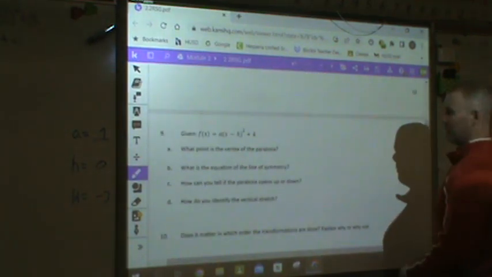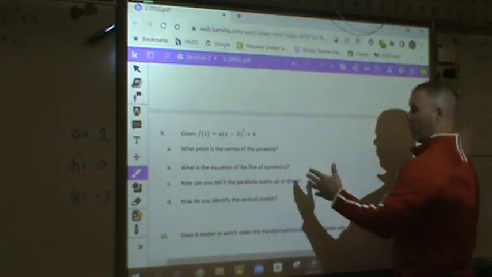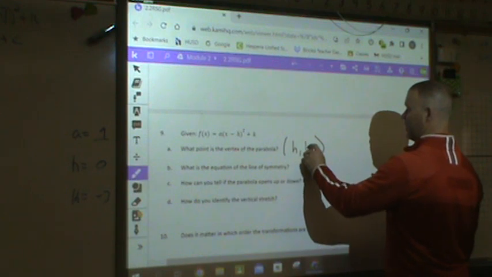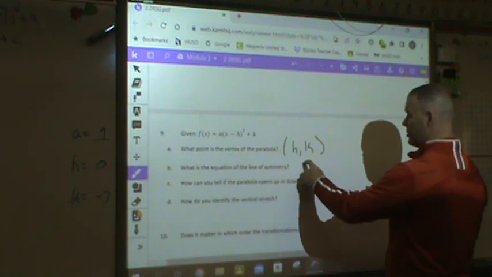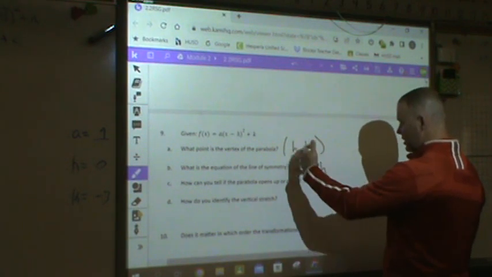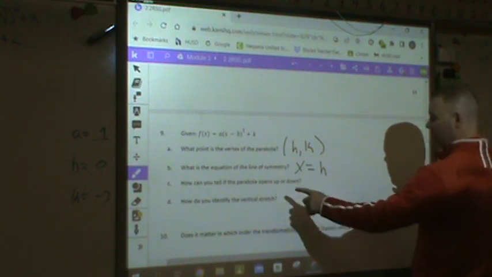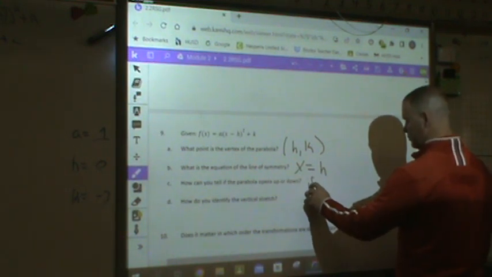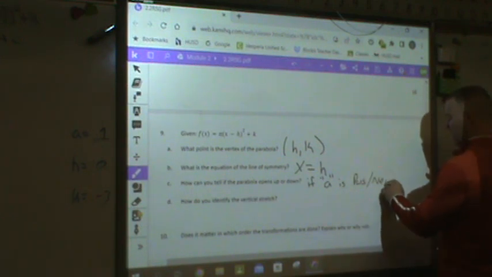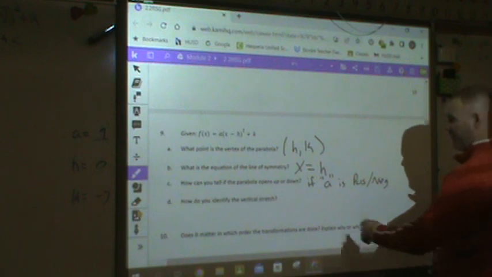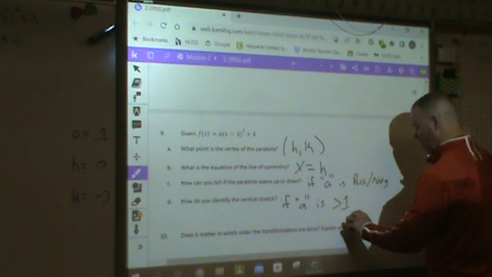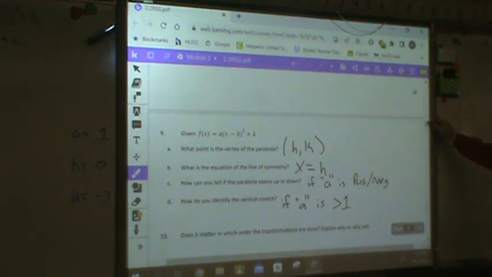9, this is a generalization. So it's saying, given the general form, a times x minus h squared plus k, what is the vertex of the parabola? The vertex is h, k. The axis of symmetry is always x equals my x value of the vertex, which in this case is h. How can you tell if the parabola opens up? If the a value is positive or negative, that's how I can tell that. And how do you identify the vertical stretch? If a is greater than 1, hey, it's going to stretch.